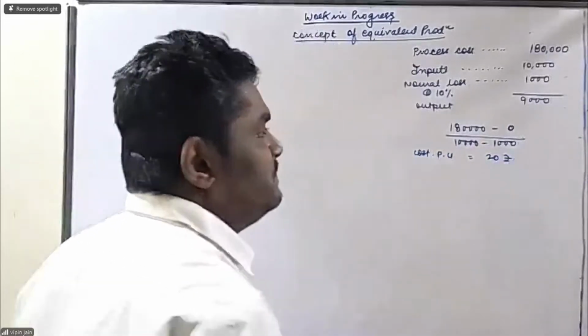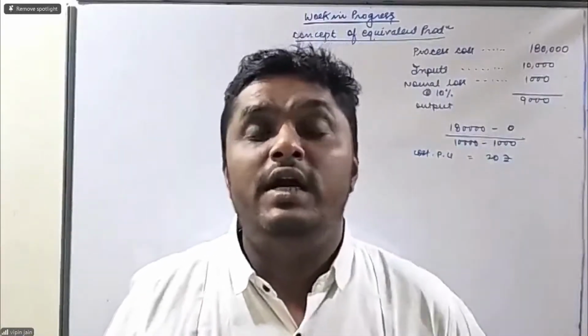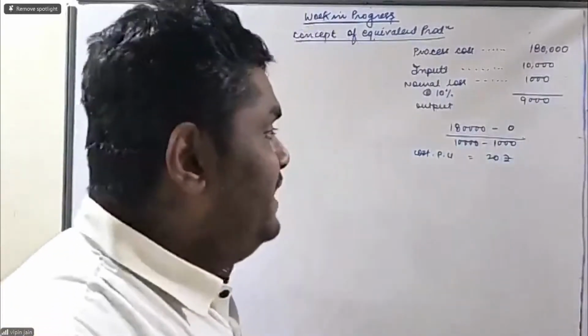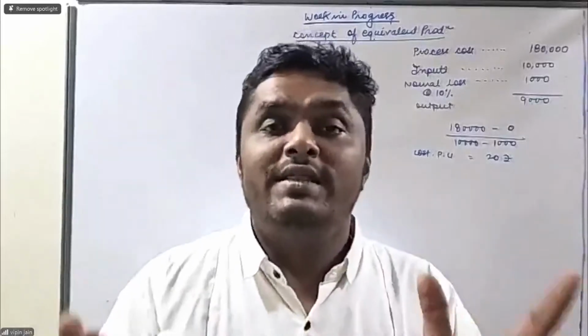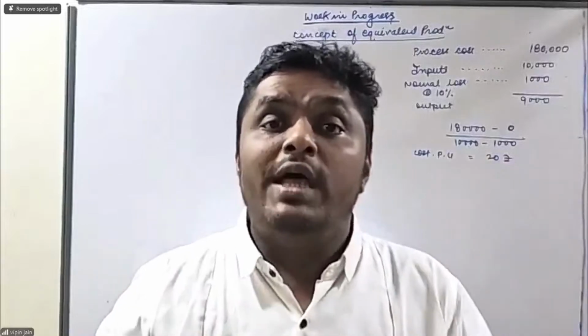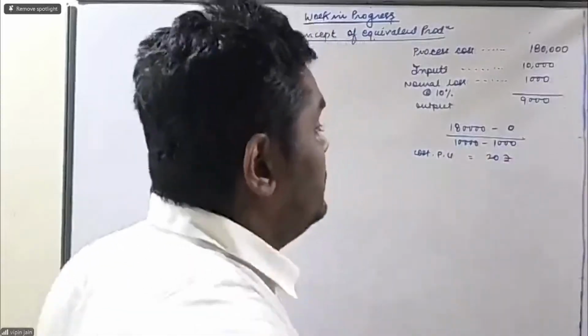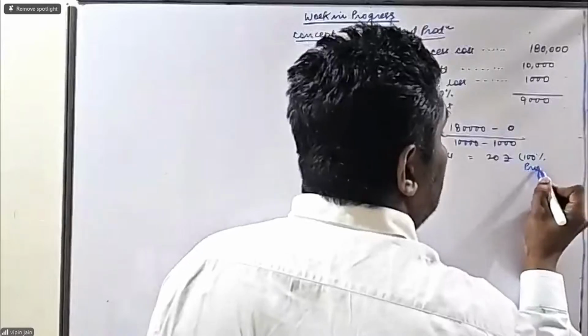20 rupees. This is the cost of the units that are 100% processed. I repeat again, this 20 rupees is assuming that there is no work in progress. This is what we have discussed till now. So this is the cost of what? The units that are 100% processed.